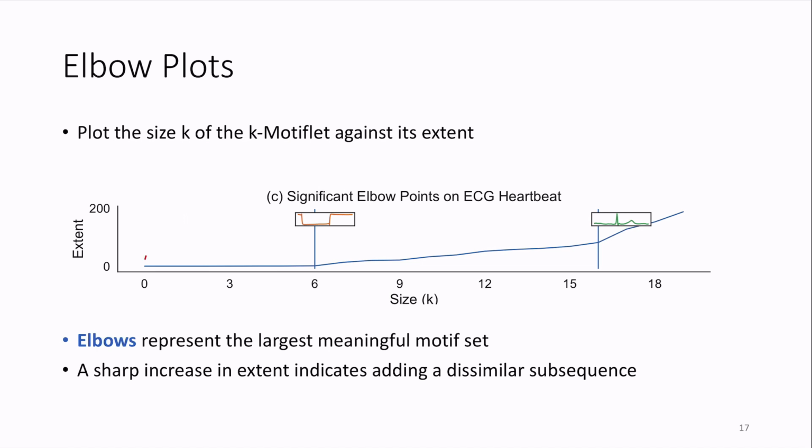In the first part, we see a slight increase in extent up to 6, which is mostly linear. Then up to 16, again, we see a linear increase in extent until we see a sharp increase afterwards. The elbows in this plot represent the largest meaningful motif sets, and a sharp increase indicates that we're either adding a dissimilar subsequence or we're moving to a different motif set.